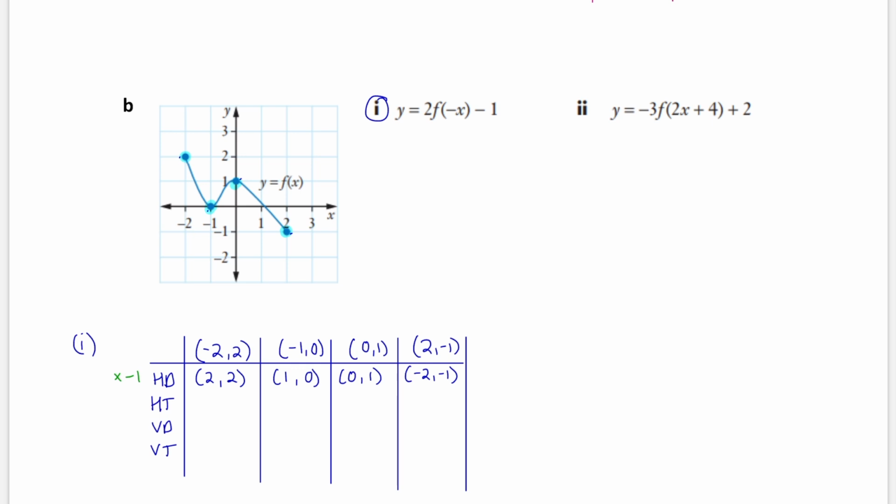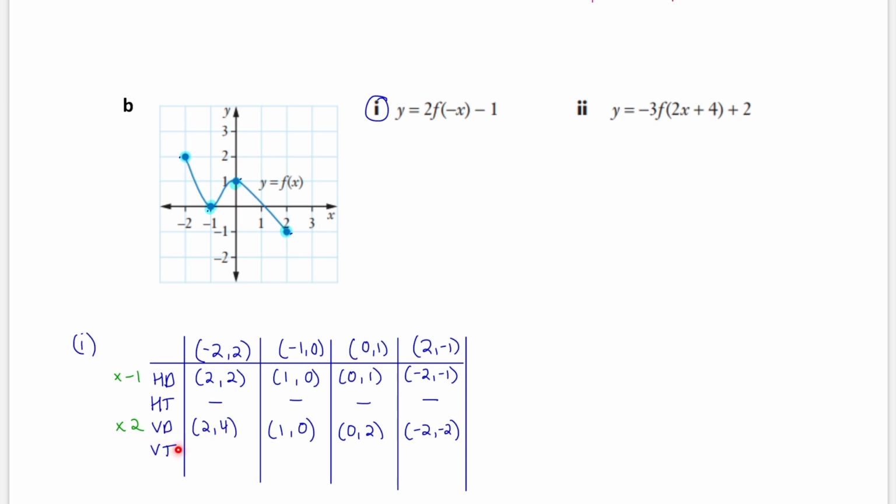Next, I look, do I have a horizontal translation? I don't, so I'm just going to leave that row. I'm looking for a vertical dilation. I do. It's with a scale factor of 2, so I'm multiplying all of my y values by 2. So I get 4, 0 times 2 is 0. My 1 becomes a 2. And my -1 becomes a -2.